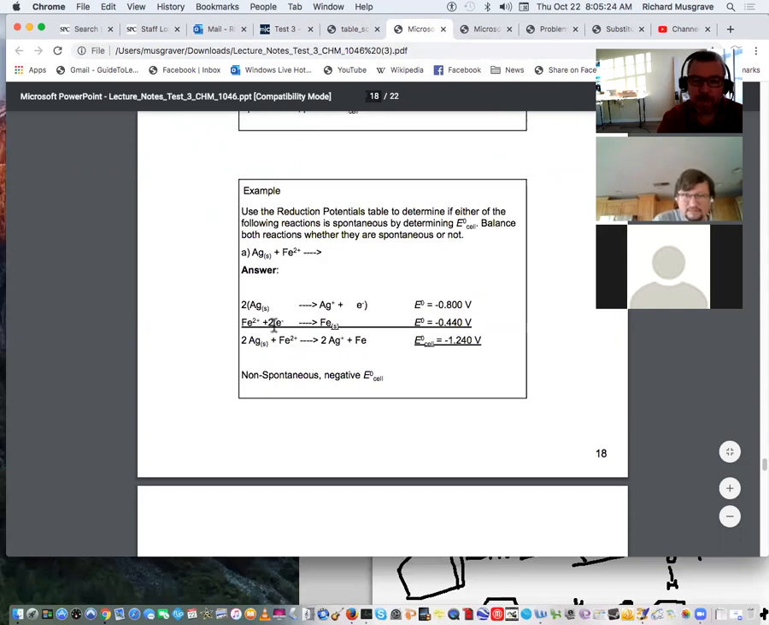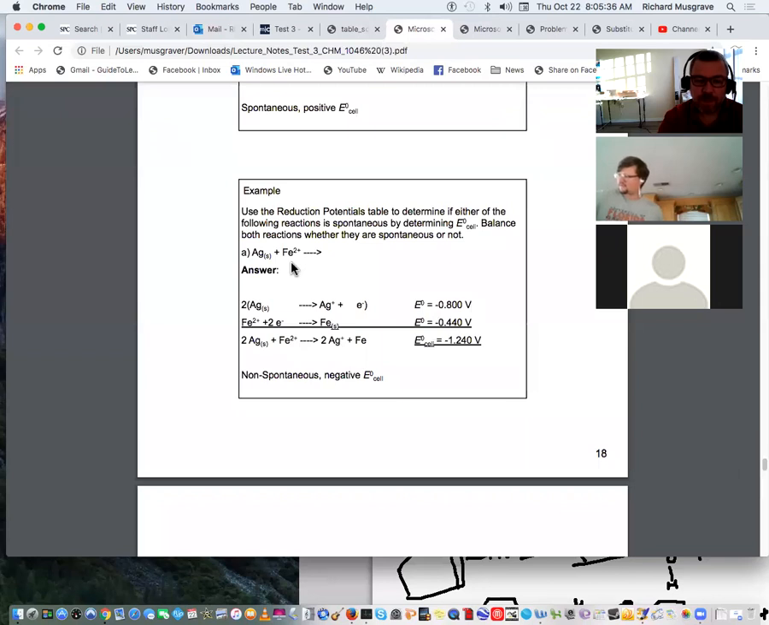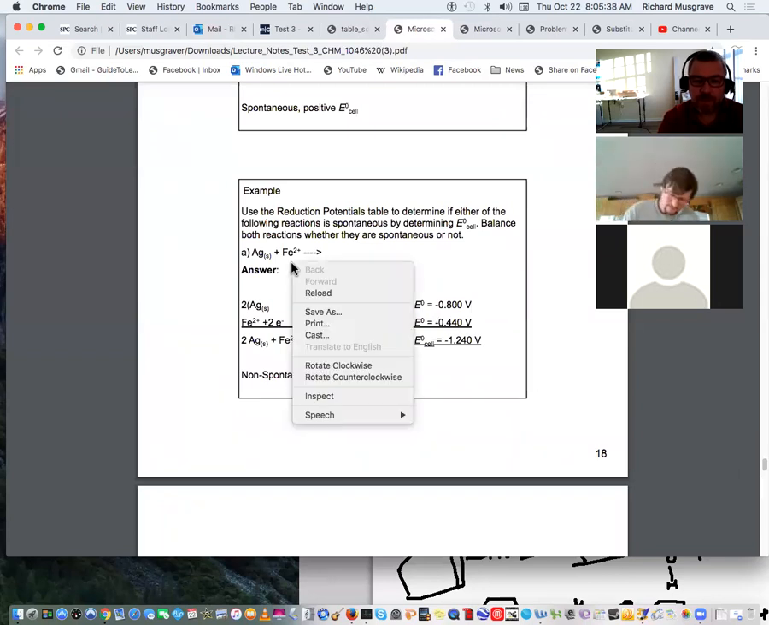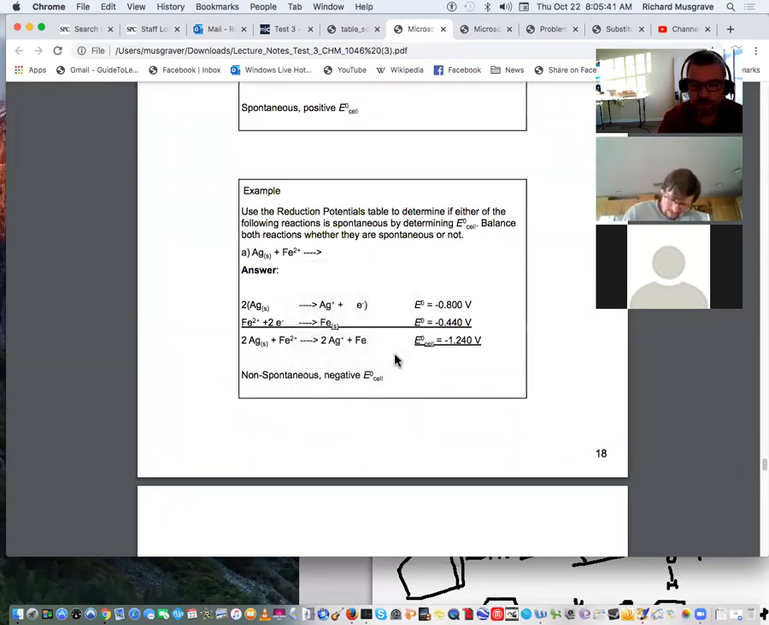We find the same iron reaction as we did earlier, and you can see that the E naught cell comes out to be negative 1.240. So what that tells me is that if I put silver solid into an Fe2+ solution, then I shouldn't get a reaction. It would just sit there and look at me. It wouldn't do anything.